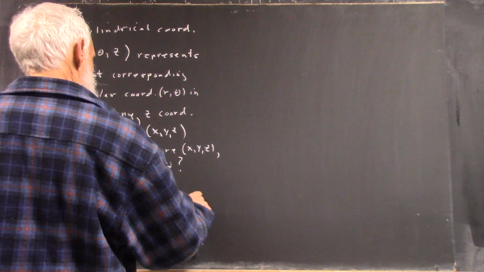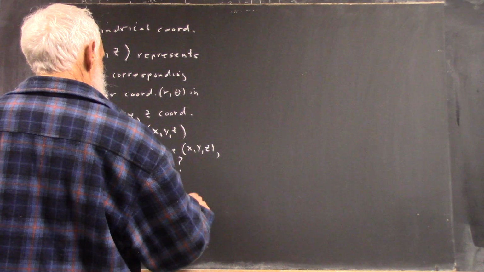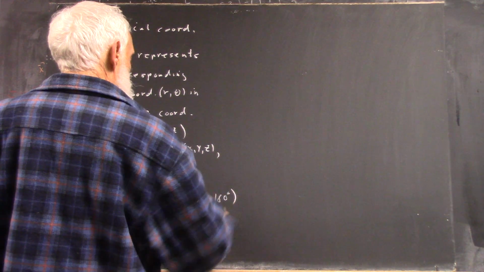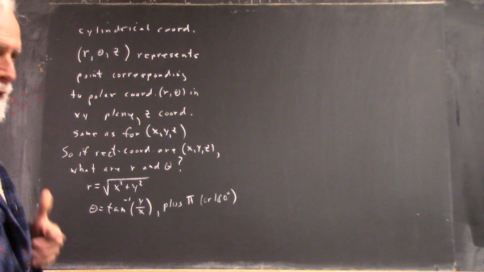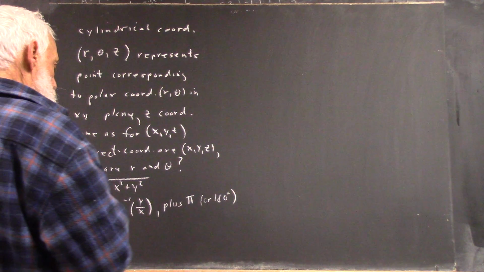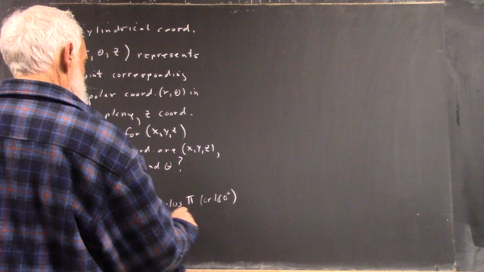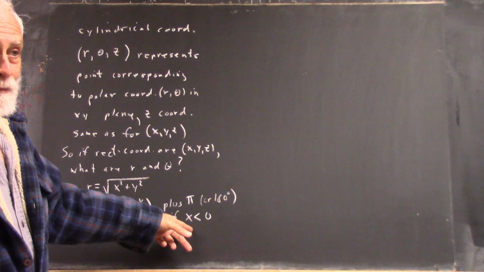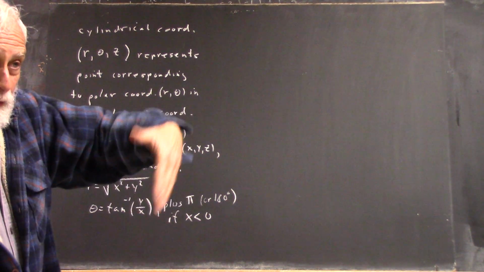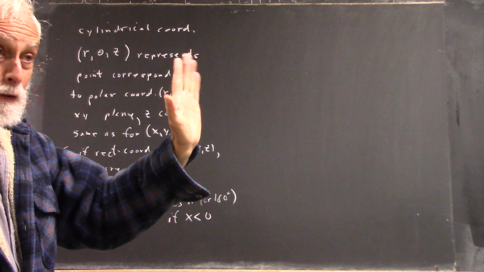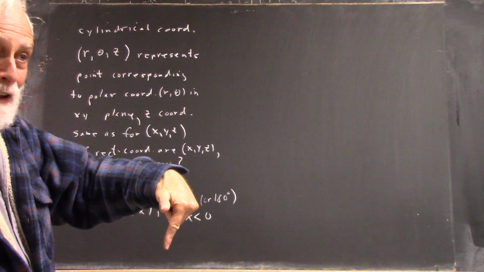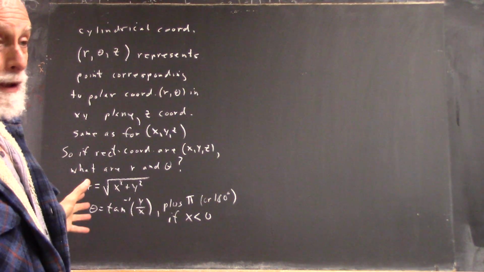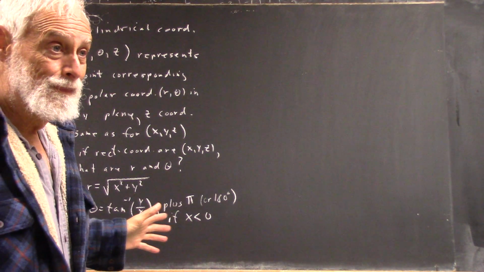Plus pi, or 180 degrees, depending on what coordinate system you have to be using, if x is less than 0. Because, of course, x is greater than 0 between negative pi over 2 and pi over 2. For everything else, x is less than 0, and you better add 180 degrees, and you work out y. Okay? Because it'll be negative.